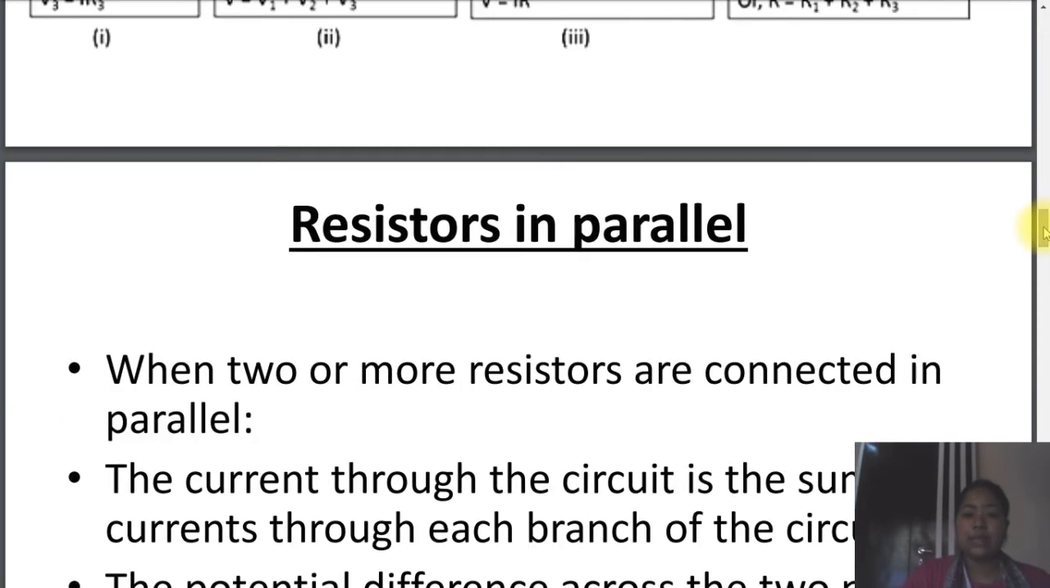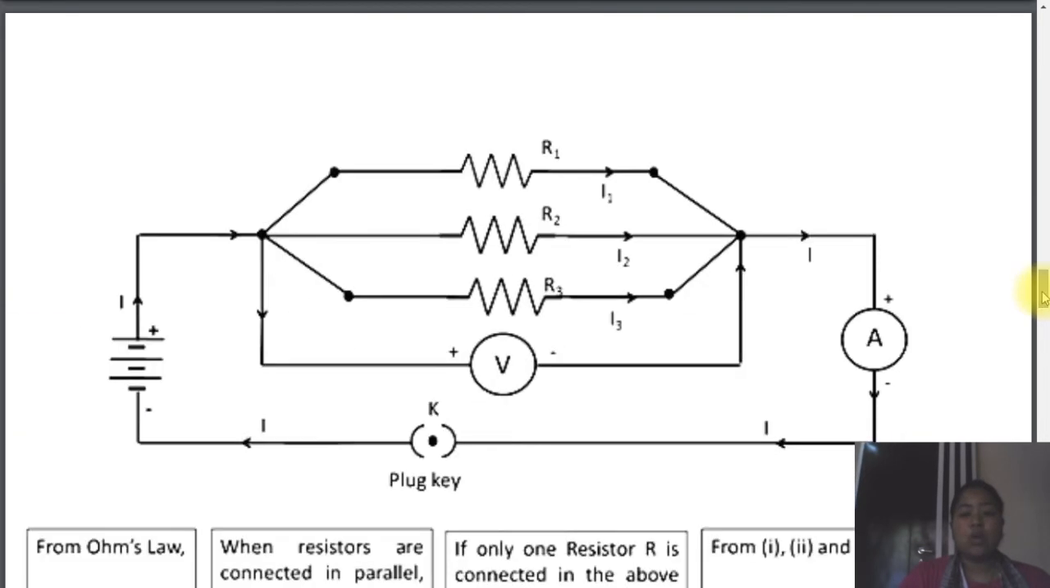Now, in the next expression, we have the parallel combination. That means in the parallel combination, we connect all the resistors between the 2 points. Whatever number of resistors we have will be connected between the 2 points only. That means this is the parallel combination.